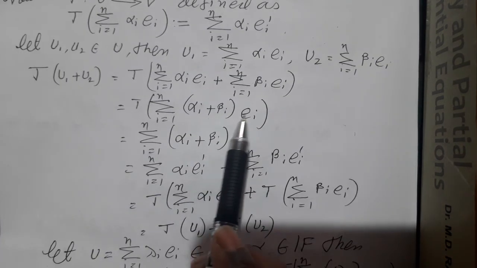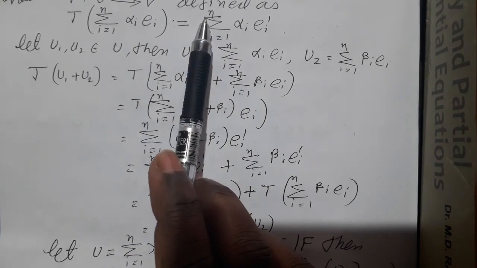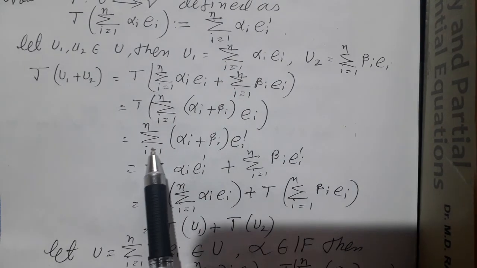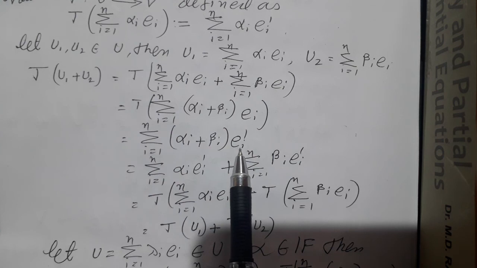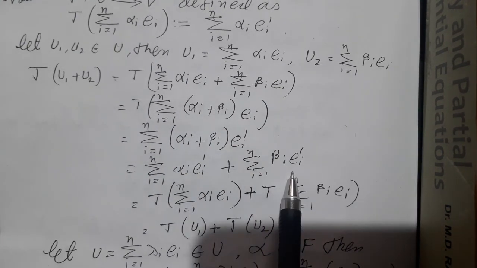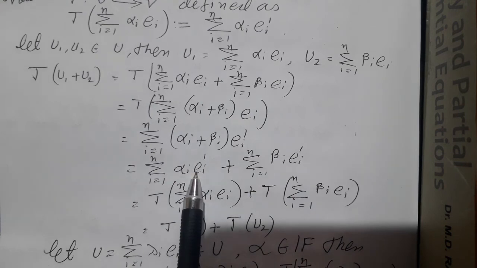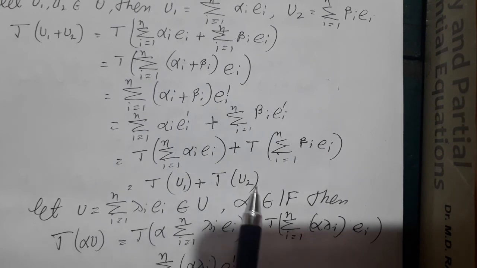So according to the definition of T, this is sent to summation i equal to 1 to n of alpha i plus beta i times e_i dash. Okay. So you multiply this one in this way. If I reverse back the definition of T, I'll get this. This also works in the same way. So we have here T u1 plus T u2.